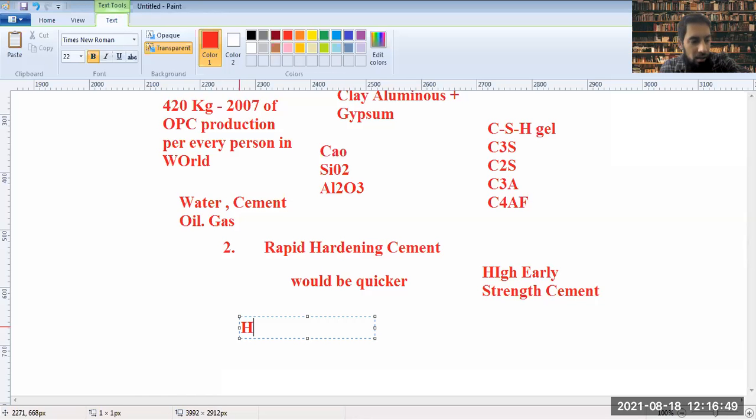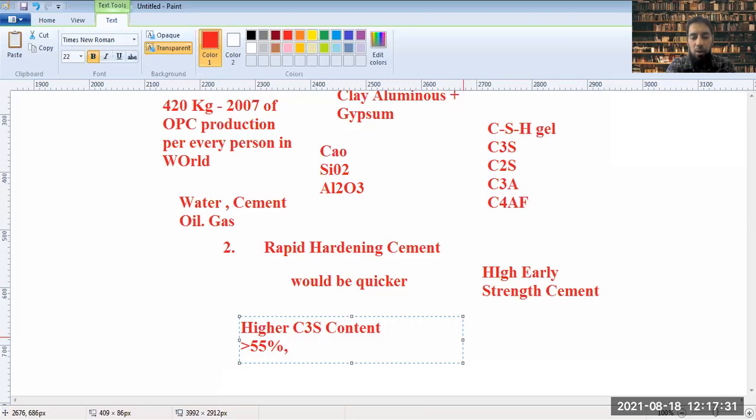So I was discussing the rapid hardening cement. I was discussing how you get the rapid hardening cement, higher strength cement, that we achieve by higher C3S content in cement. So the cement is provided with higher C3S content. That would mean higher strength, because C3S has to do with the strength. In ordinary Portland cement, the content of C3S is less than 55%. But here you go with greater than 55%.